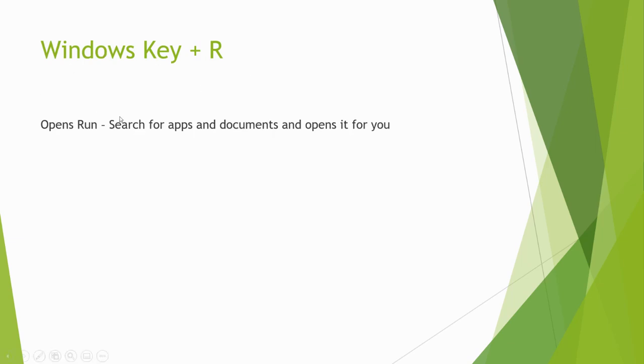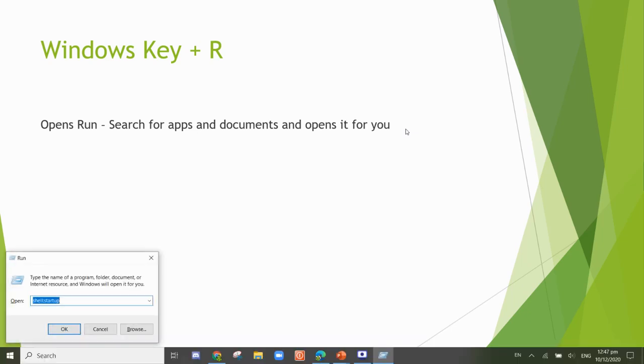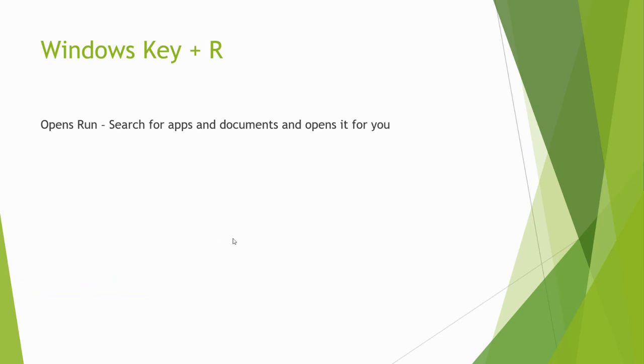Windows logo key plus R opens Run. You can search for apps and documents and it automatically opens it for you. So if I press Windows key plus R, it opens Run and you can choose which app to open. Okay. Next.